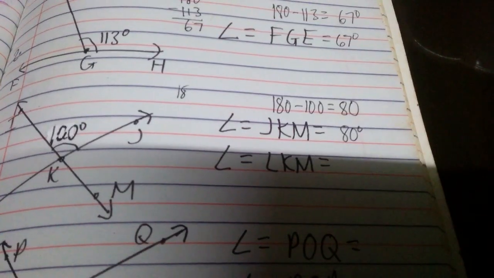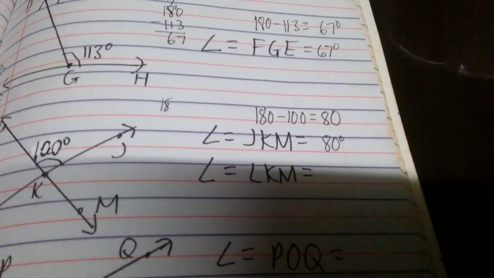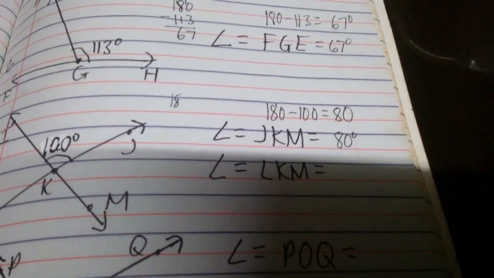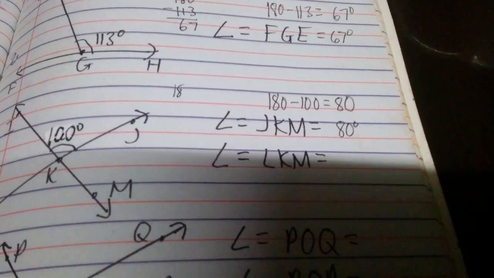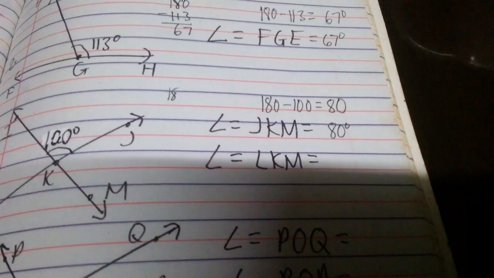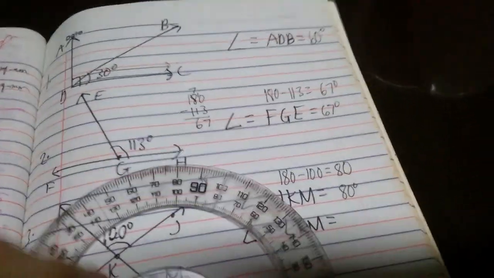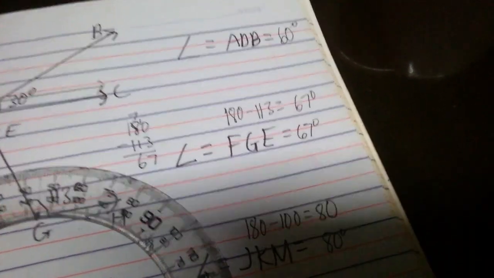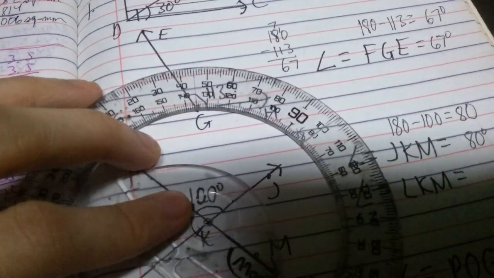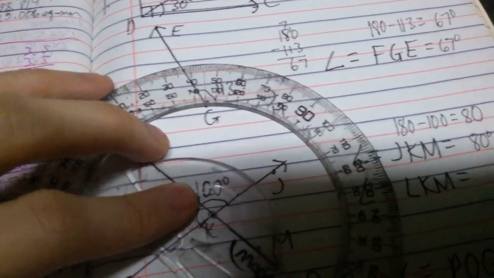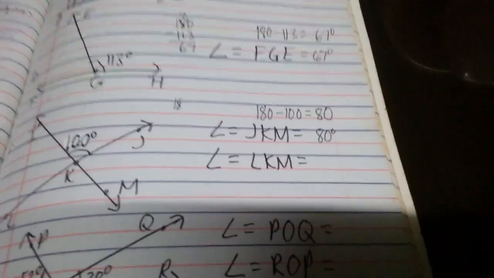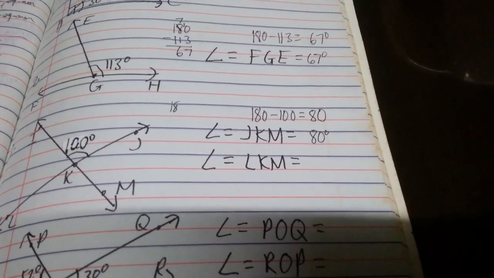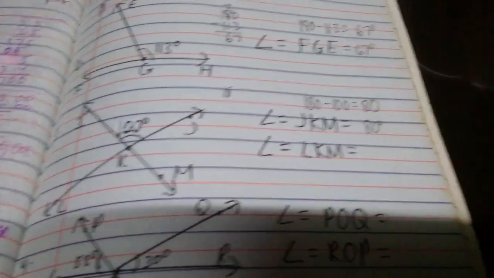All right? Okay, so here's the solution to our problem. 180 degrees minus 100 is 80. So therefore, angle JKM measures exactly 80 degrees. Even if I were to verify with the protractor, as you can see, it should still measure 80 degrees. Makes sense, right?